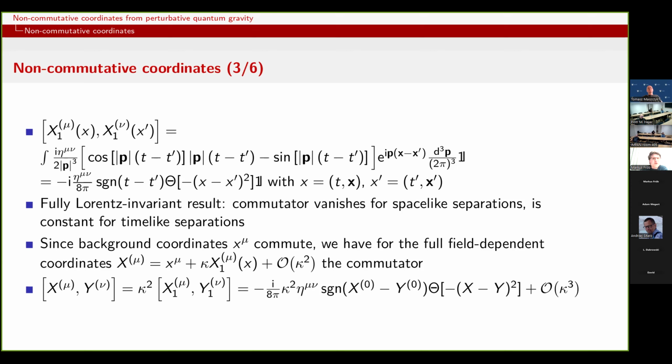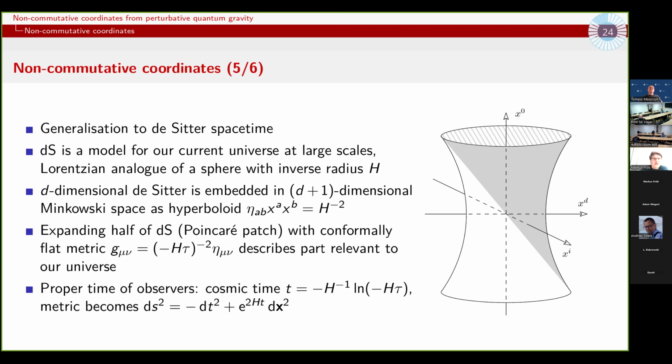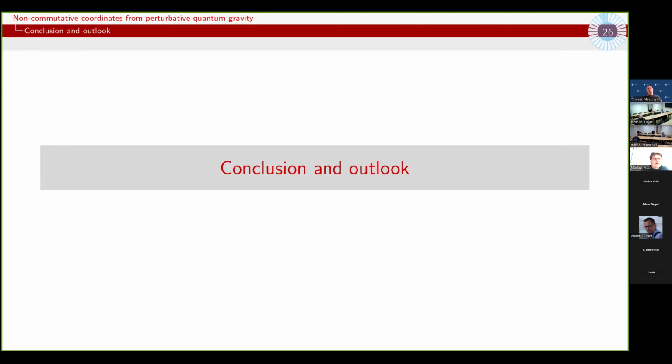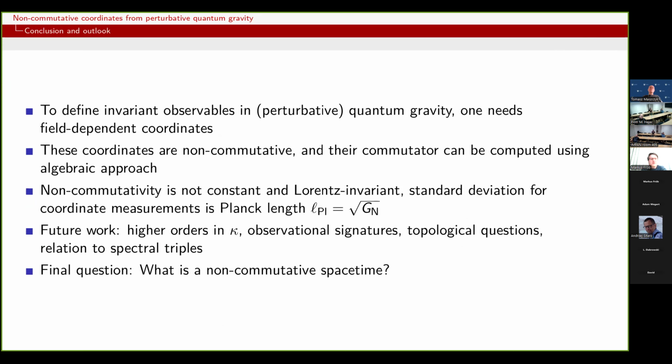I think I'm running out of time. There's a generalization to de Sitter, but it becomes a lot more complicated. So let's just come to the conclusions. Well, I tried to convince you, I probably failed, that to define invariant observables in perturbative quantum gravity, one needs these field-dependent coordinates. They are non-commutative. One can compute their commutator using the algebraic approach, which I presented in the beginning. In contrast to the Doplicher, Fredenhagen, Roberts proposal, this non-commutativity is not a constant, but it's Lorentz invariant. One can check that the standard deviation for coordinate measurements would be the Planck length.